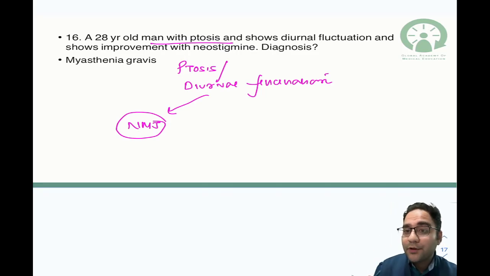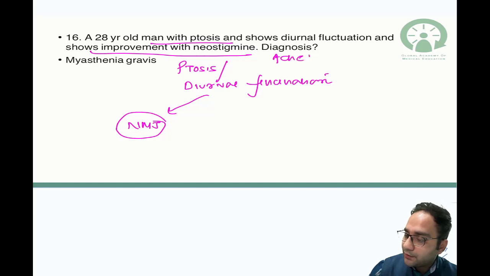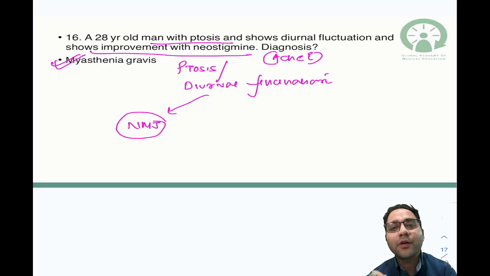Now, a neuromuscular junction disorder that is showing improvement with neostigmine, which is an acetylcholinesterase inhibitor, definitely your answer would be myasthenia gravis, right?